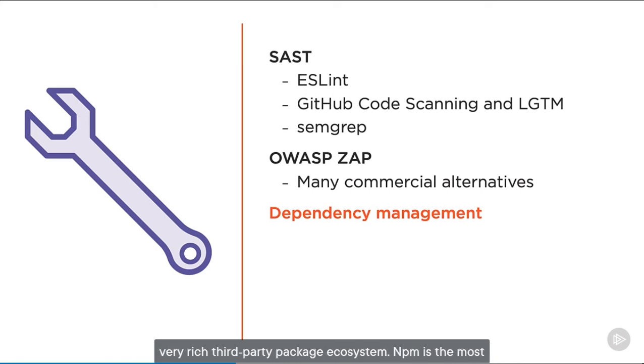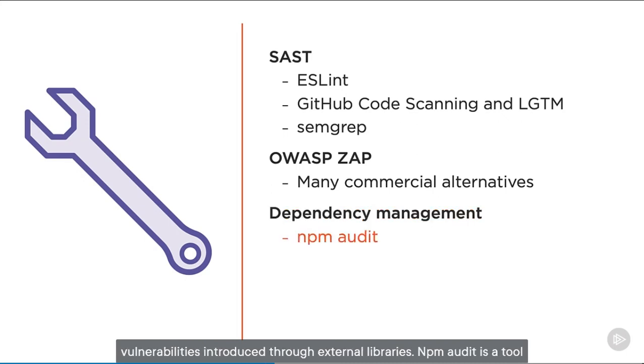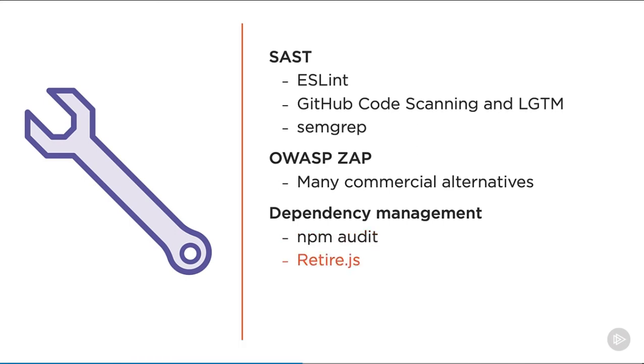JavaScript has a very rich third-party package ecosystem. npm is the most popular package manager for JavaScript. Managing dependencies is an important measure to prevent security vulnerabilities introduced through external libraries. npm audit is a tool built directly into the package manager command line interface. It scans project dependencies for vulnerabilities.